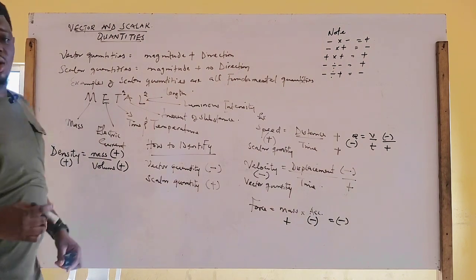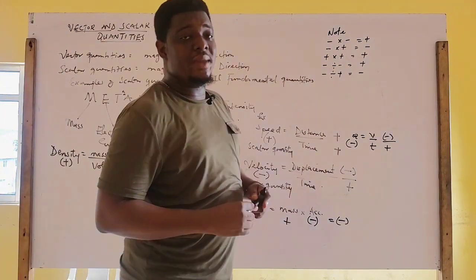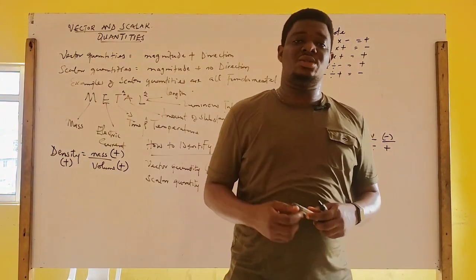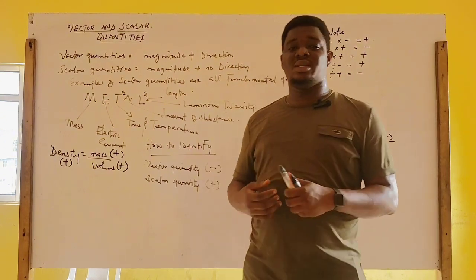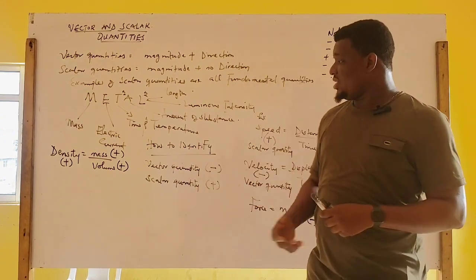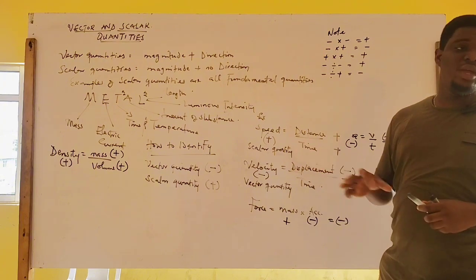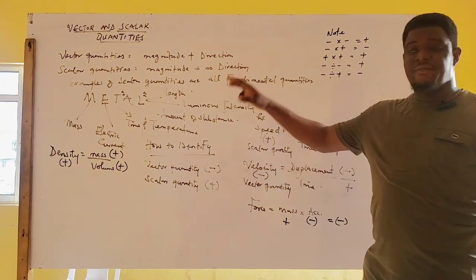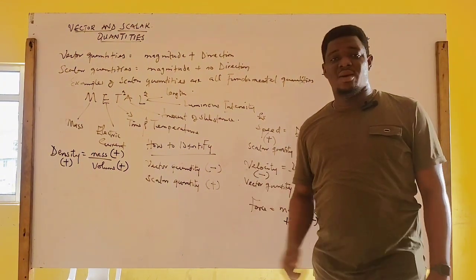So you can use it to solve every other quantity. So I want you all to type in the comment section questions in order for us to solve with you. As you can see, this is a very simple way of identifying vector quantity and scalar quantity.